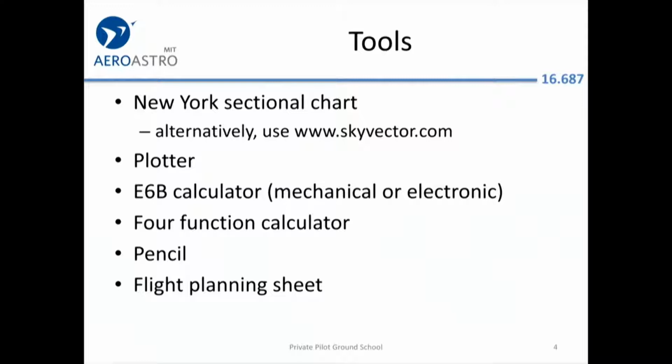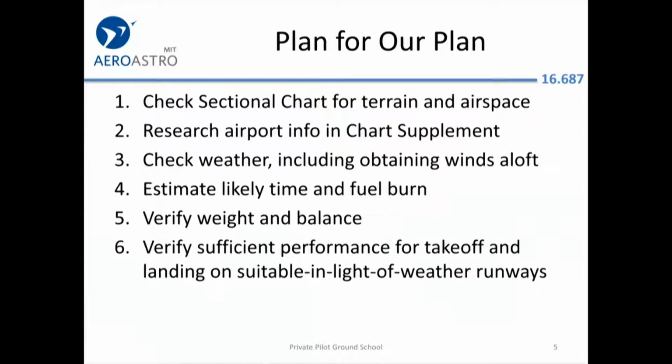So the tools, as you just saw, the classical tools for this are the New York sectional chart, which I brought, that plotter, essentially the ruler and protractor combined, and the E6B calculator, which we played around with a little bit yesterday. What's the plan for our plan, though?